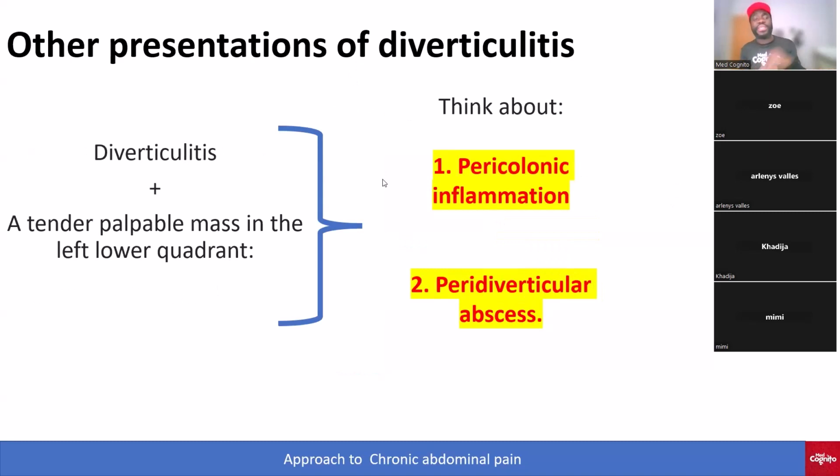Now, if I see a patient with diverticulitis and a tender palpable mass in the left lower quadrant, I'm going to think about two things. I'm going to think about pericolonic inflammation and peridiverticular abscess. These are the things you want to think about, right?